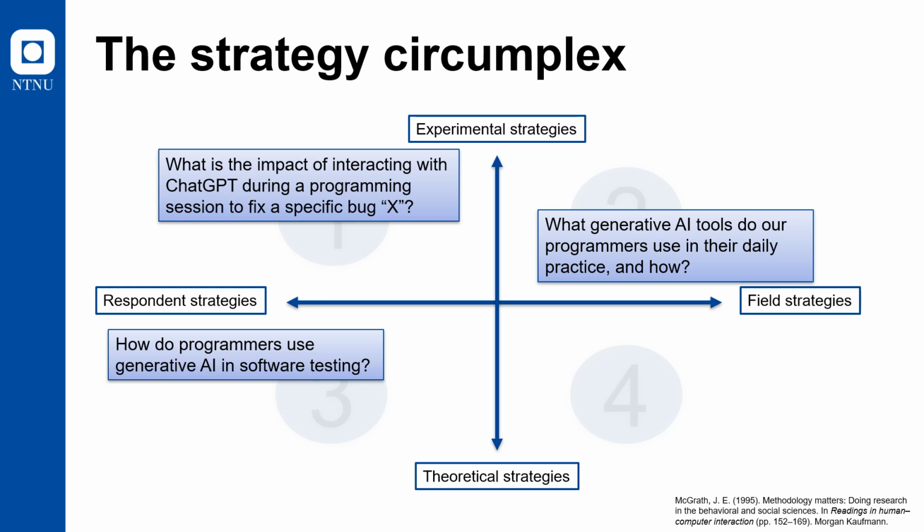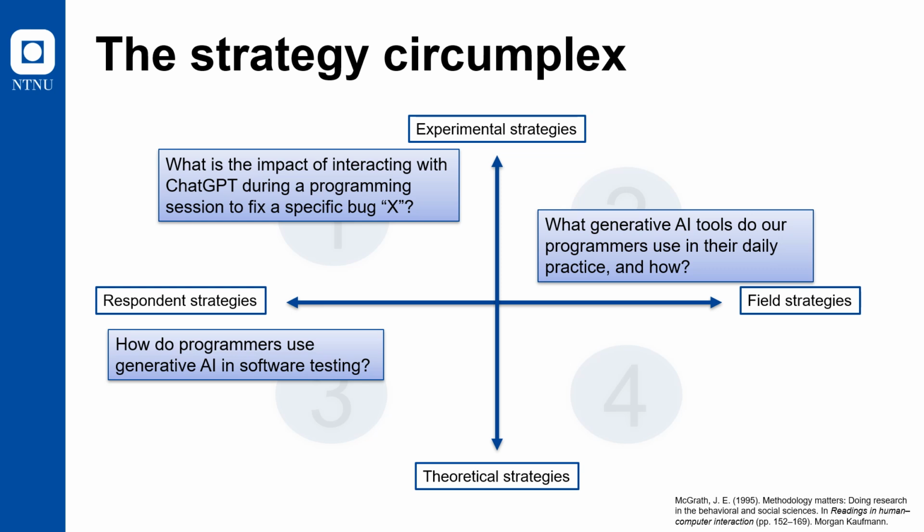This figure shows how each of the research questions from our analysis in part 1 can fit into the circumplex. In quadrant 1, we have a variation of the research question that emphasizes precision. Here, the researcher seeks to generate precise data related to the very narrow task of using ChatGPT to fix bug X. In quadrant 2, we have a variation of the question that emphasizes realism. Here, the researcher wants to see what happens in the naturalistic settings of programmers' daily practice.